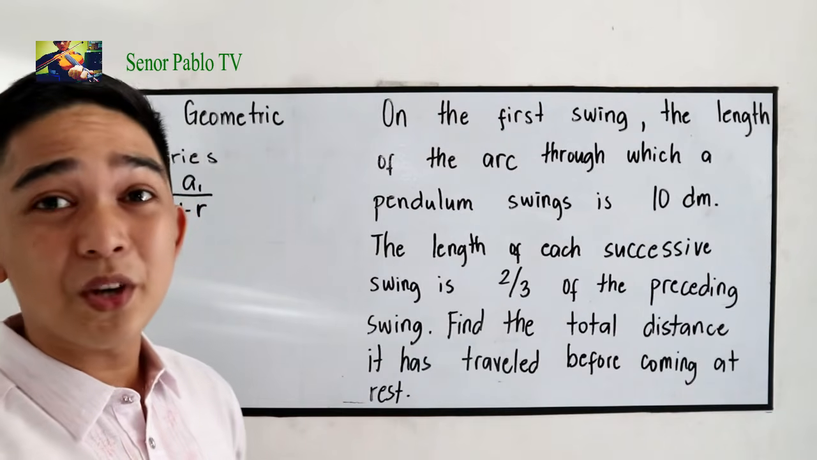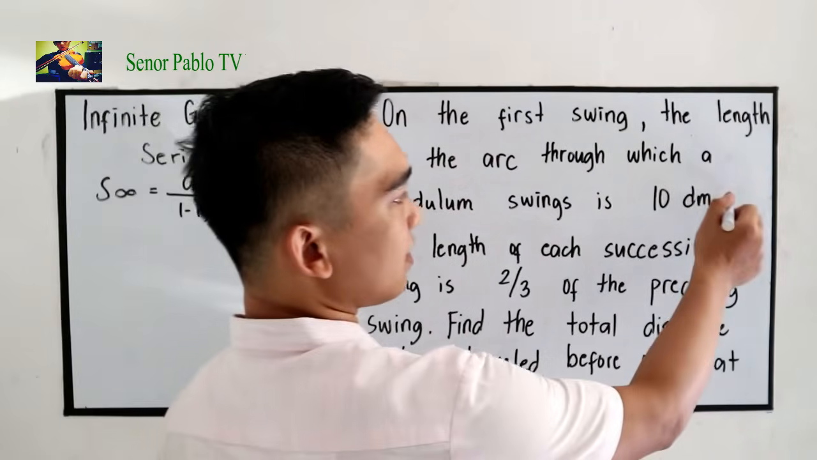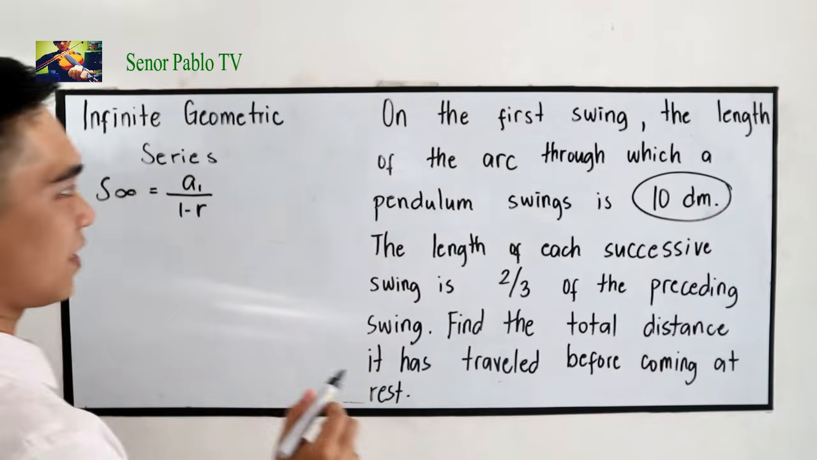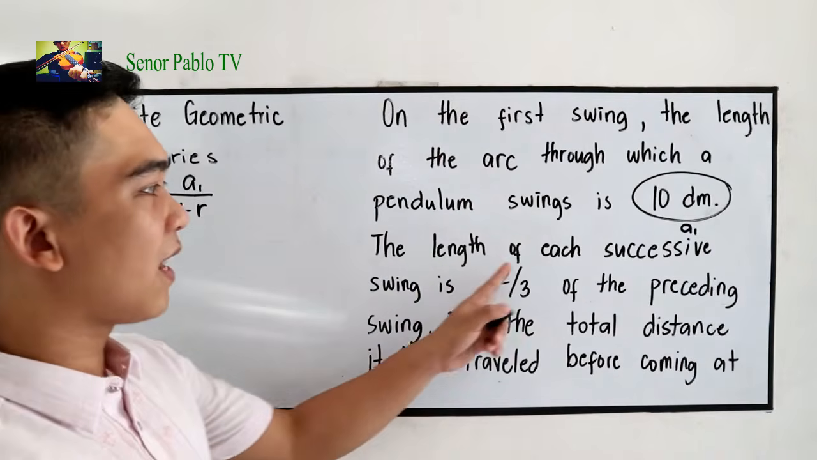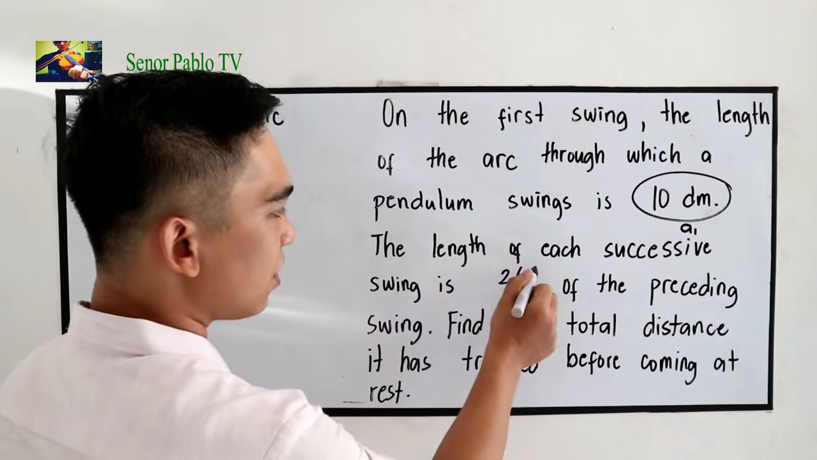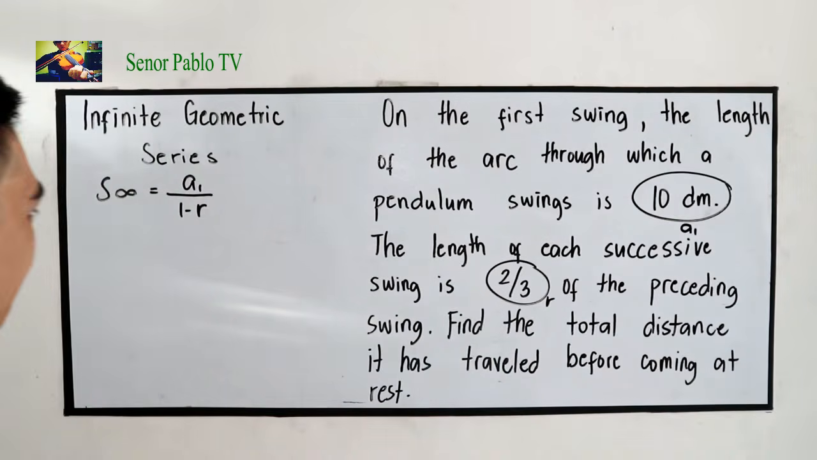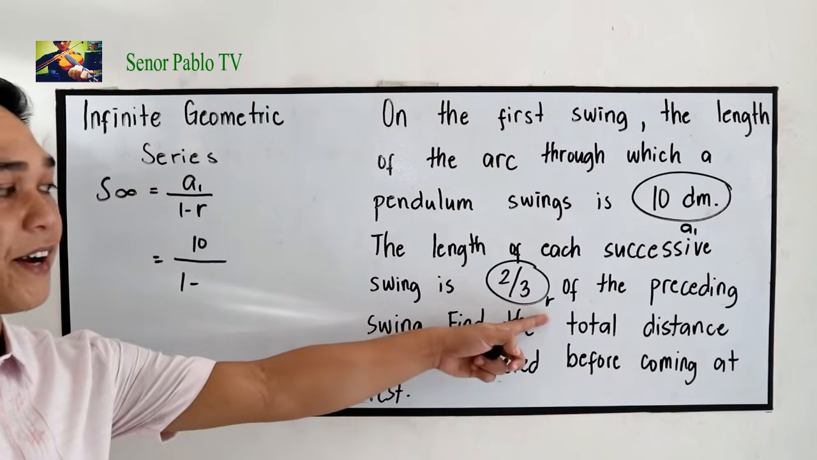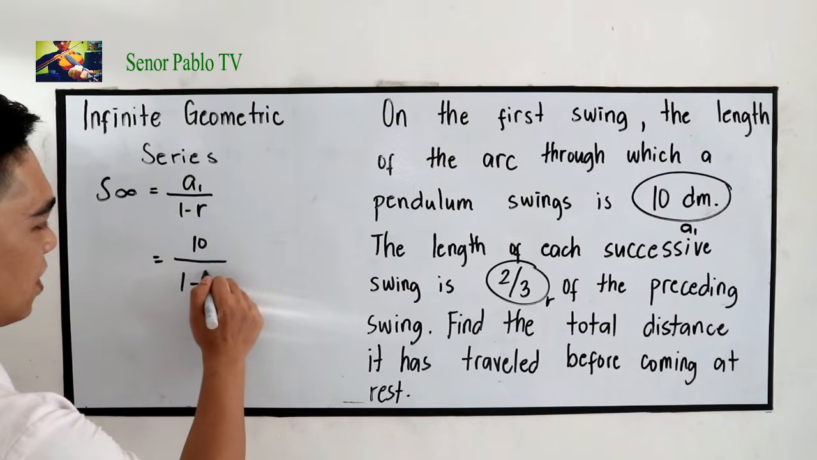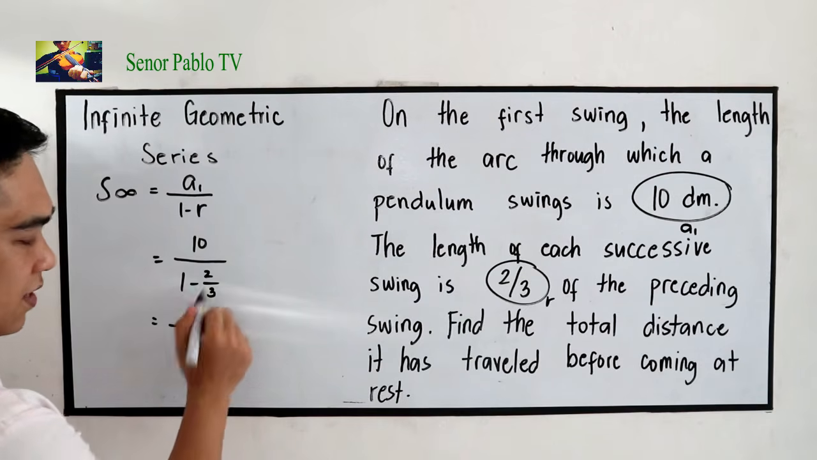So, determine natin kung ano ba yung given natin. So, meron tayo sa first swing niya ay 10 decimeter. So, yung magiging A1 natin. And, the length of each successive swing is 2/3. So, ito ngayon yung magiging R natin. So, gamitin natin sa formula. S infinity, A1 is 10 over 1 minus R natin is 2/3. 2 over 3. So, 10 over 3.